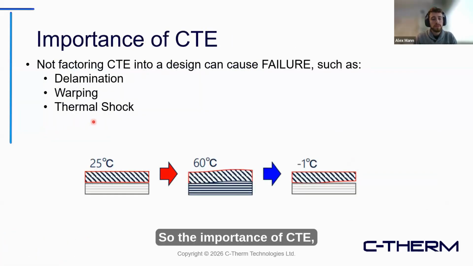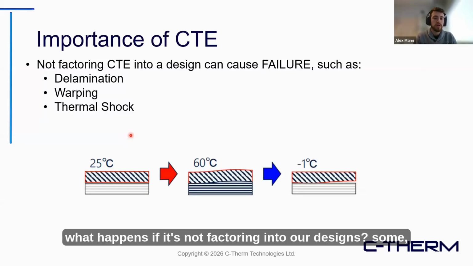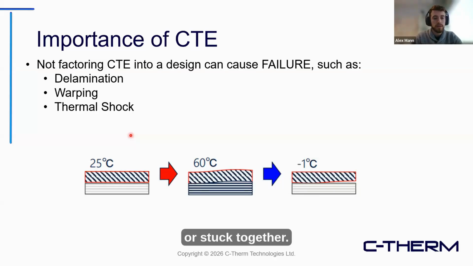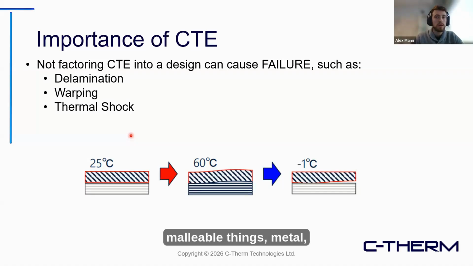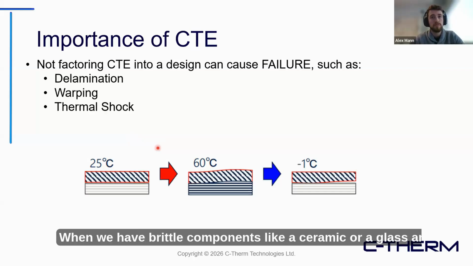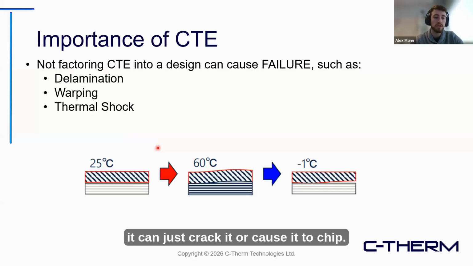So the importance of CTE: what happens if it's not factored into our designs? For some, we can get delamination if we have two things that are mated or stuck together. We can also get warping if we have two malleable things, metal, polymer, that are stuck together. And lastly, there's thermal shock. When we have brittle components like a ceramic or a glass and we change temperature too fast, it can just crack it or cause it to chip.